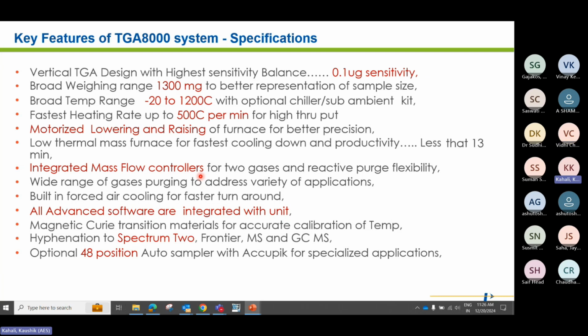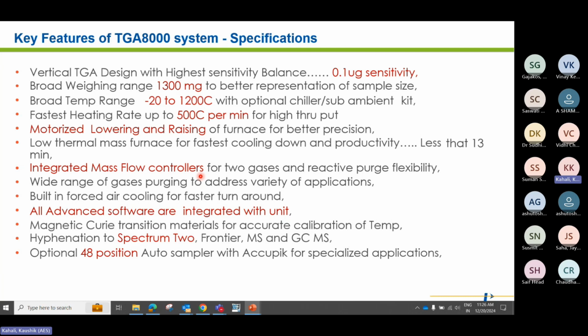Okay. Thank you, ma'am. So the maximum capacity recommended is 5 to 10, and that we can discuss in our QA session for your sample and application. The temperature range of this instrument is -20 to 1200 degrees Celsius with optional chiller and sub-ambient kit. But hardly do we use TGA for any sub-ambient application. Mostly it starts from room temperature, and basically we measure the changes in terms of heating.